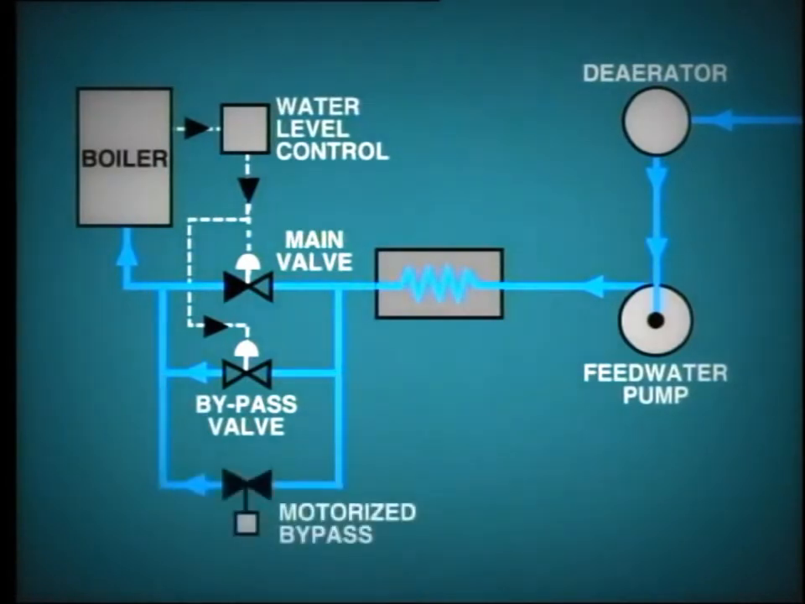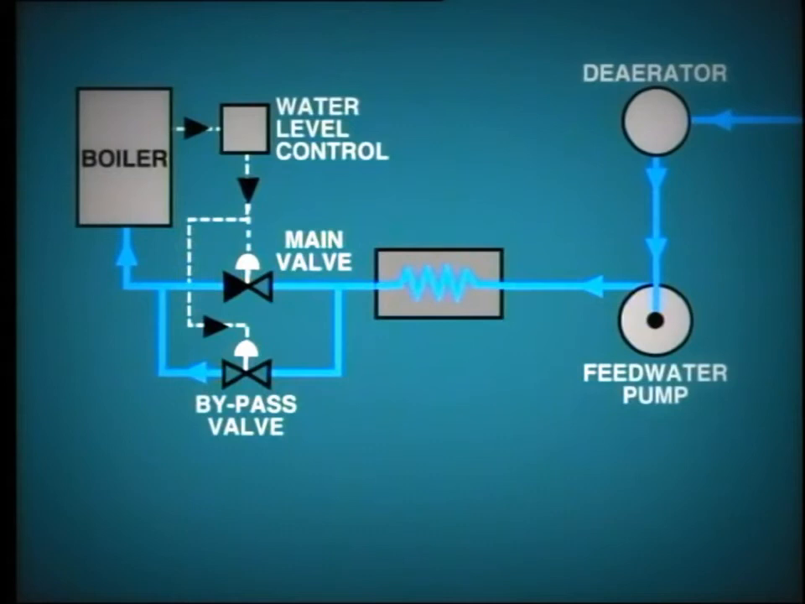A further bypass may be fitted around both of these valves for use in case of failure of the boiler control system or valve actuators. This manual bypass is usually operated by a remotely controlled motor actuator. With the arrangement shown here, a potential problem could arise during normal operation if both control valves were to close, perhaps due to a high water level in the boiler drum.